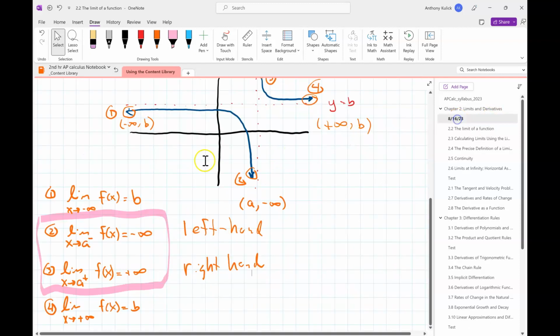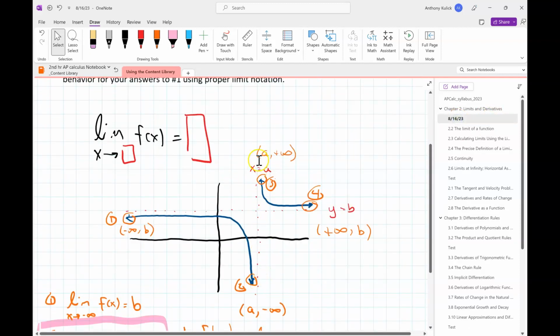If we go back to here, what would we say the limit as x approaches a is, though? Prater? Does not exist. Why?